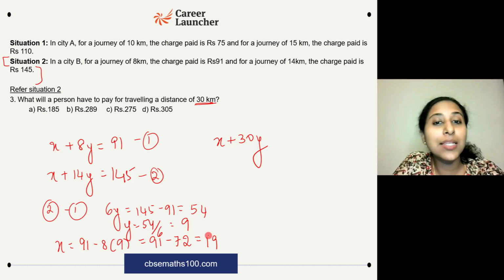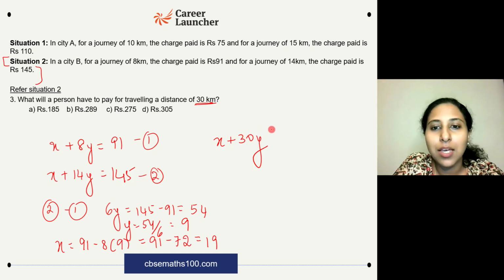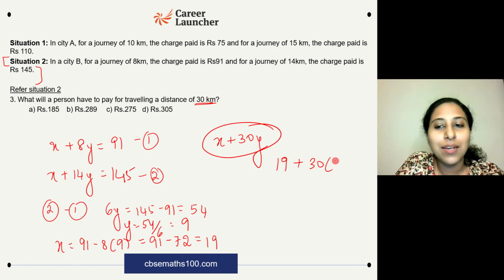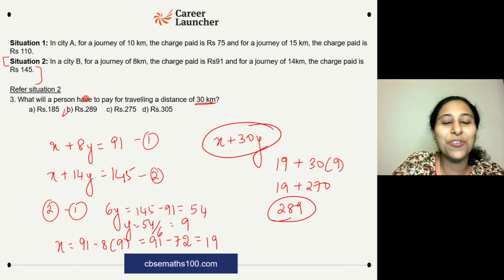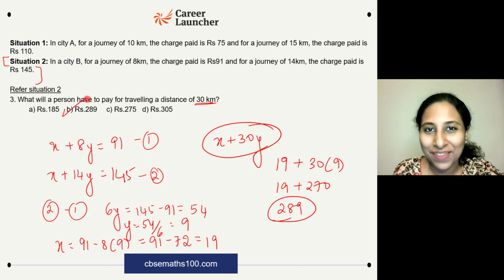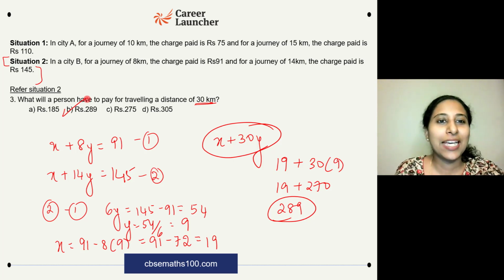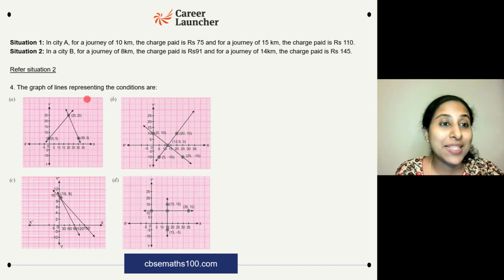What do we need to calculate in this question? How much is paid for traveling a distance of 30 kilometers? So this will become the answer, x plus 30y. Our answer would be 19 plus 30 times 9, or 19 plus 270, which gives us 289 rupees. Our answer for this question is 289. All right. Now let's go to the next question. Refer situation 2.